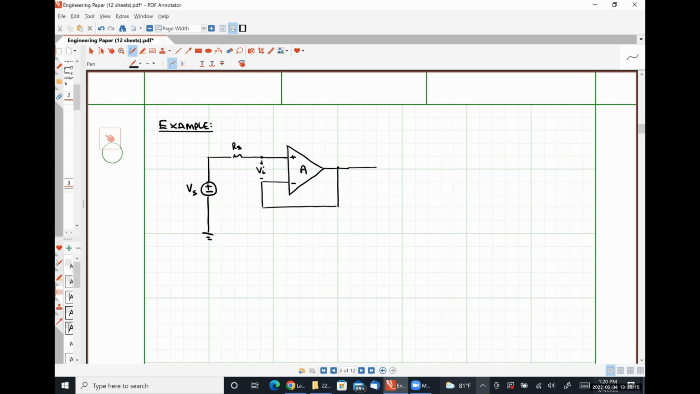And then we will connect our sense mechanism, in this case, a simple load resistor RL, and measure our output voltage V naught of our system. Okay.